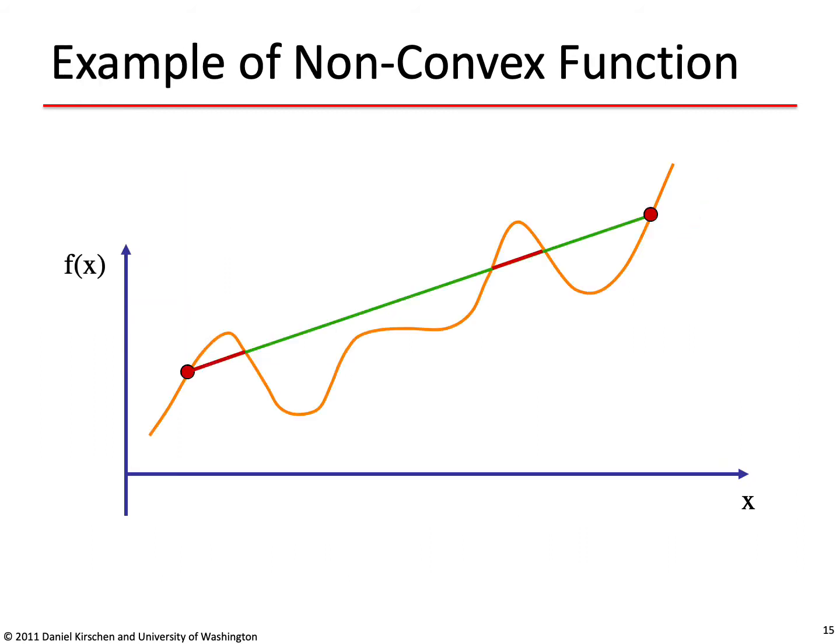The function shown on this slide is non-convex because I have taken 2 points marked by red dots and joined them with a straight line. The green parts of this straight line are above the function f of x, but the red part of the line is below the function f of x, and the function is thus not convex.